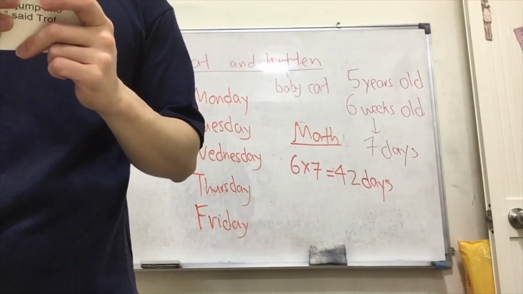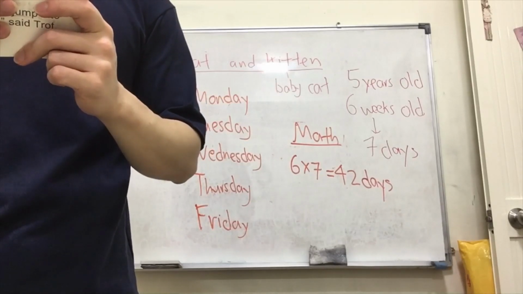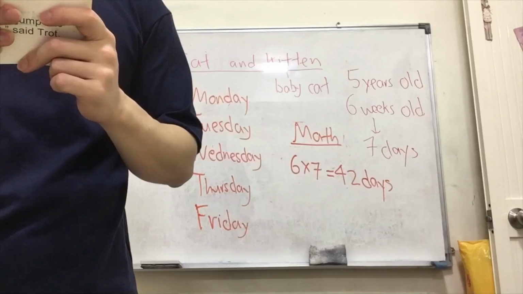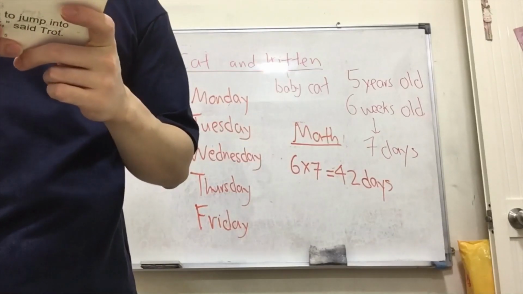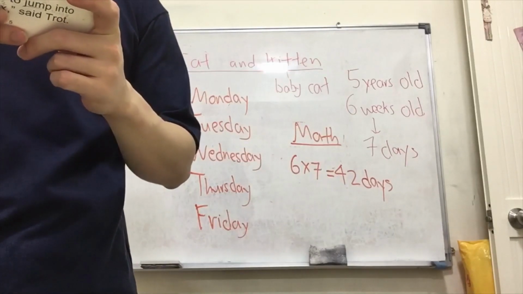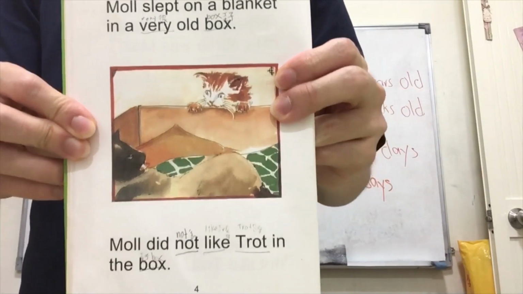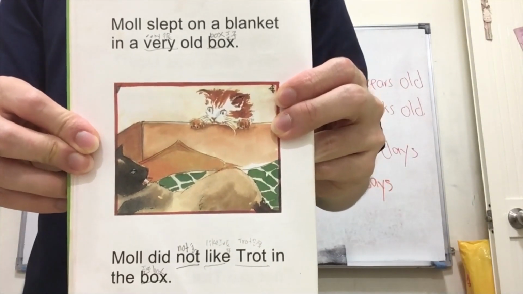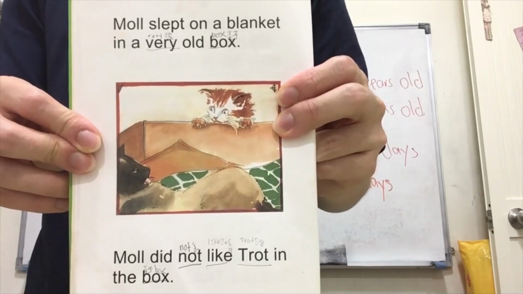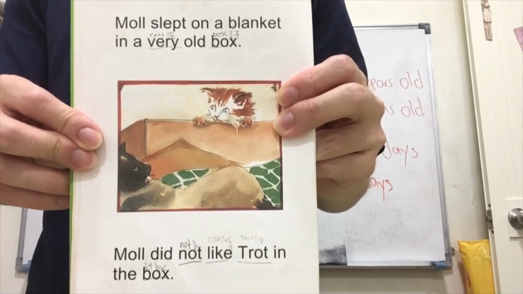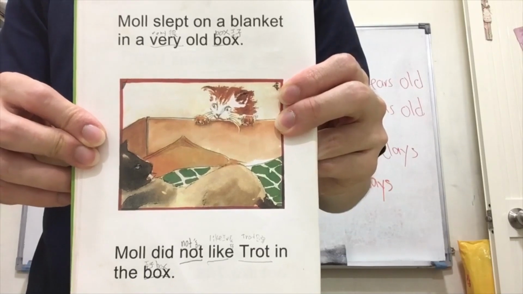Moll slept on a blanket in a very old box. Moll did not like Trot in the box.